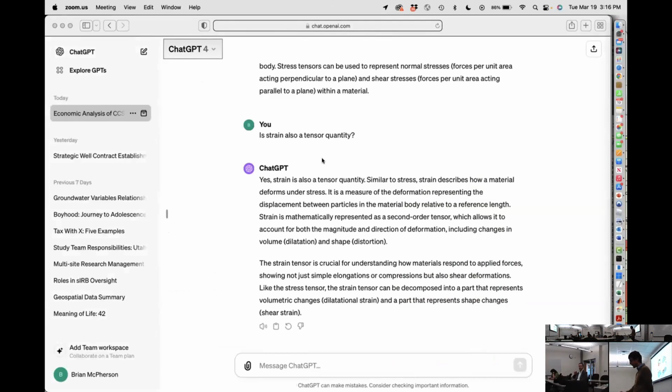Oh, yep. Strain is a tensor. Similar to stress, strain describes how a material deforms under stress. It is a measure of deformation representing the displacement between particles in the material body relative to a reference length. Strain is mathematically represented as a second-order tensor, which allows it to account for both the magnitude and direction of deformation, including changes in volume, which is dilation, and shape, which is distortion.